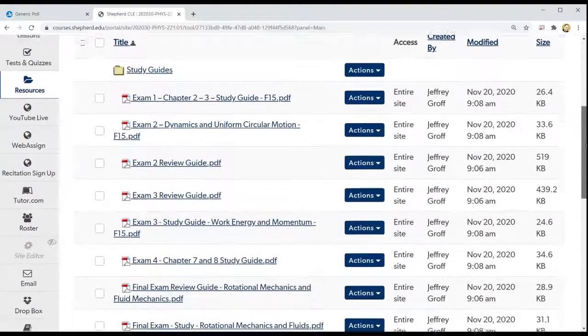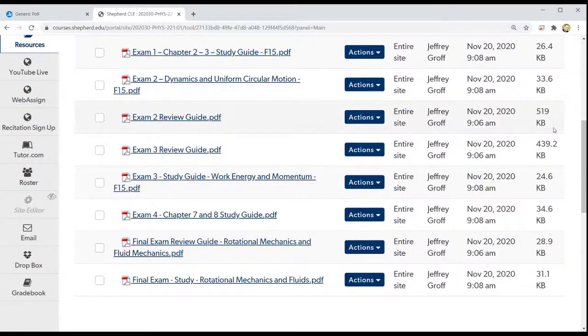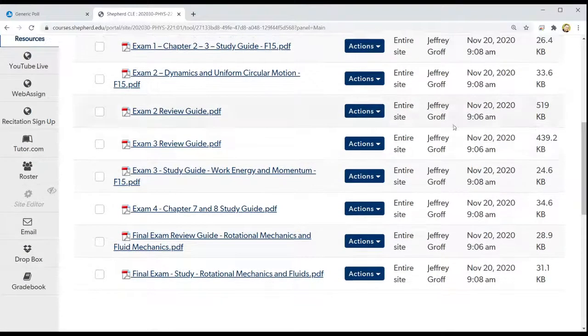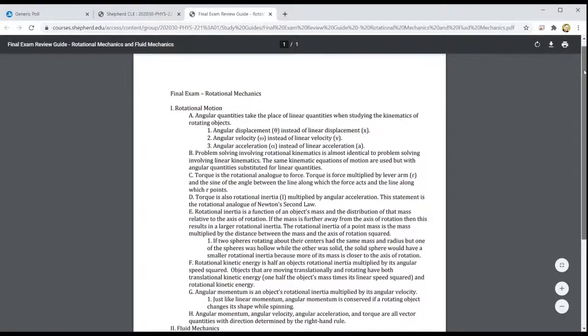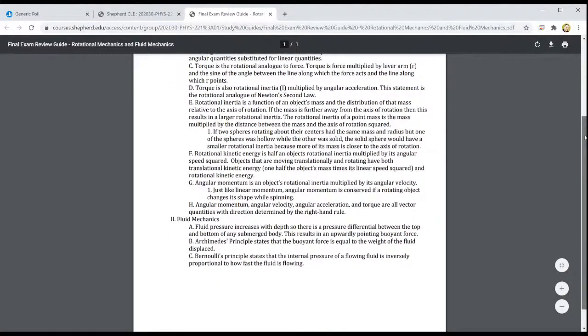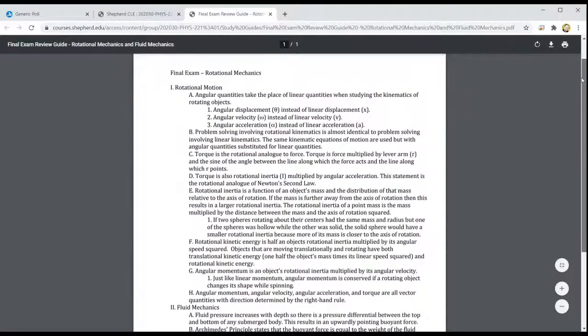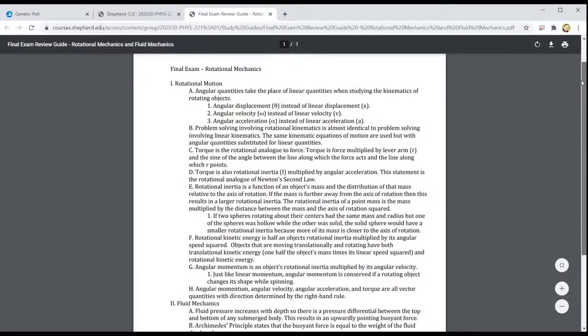These are a hodgepodge of study guides for material as I presented it over the years. So the exam 1, 2, and 3, and even exam 4 designations don't necessarily line up perfectly with the way you were tested this semester. And with the final exam review guide, rotational mechanics and fluid mechanics, we just ran out of time this semester to talk about fluid mechanics. So that material is not on the final exam, obviously.